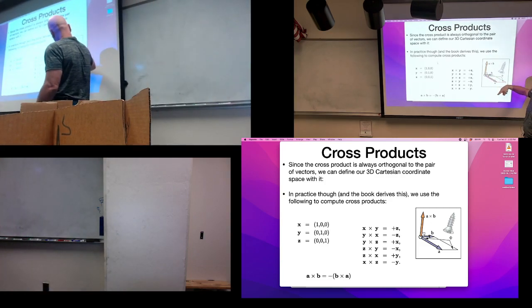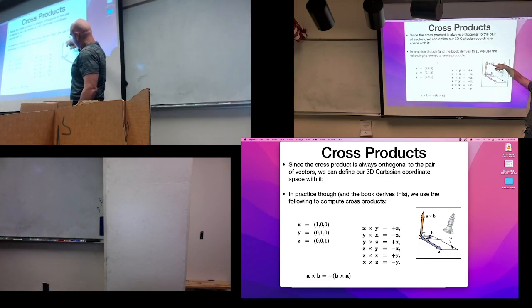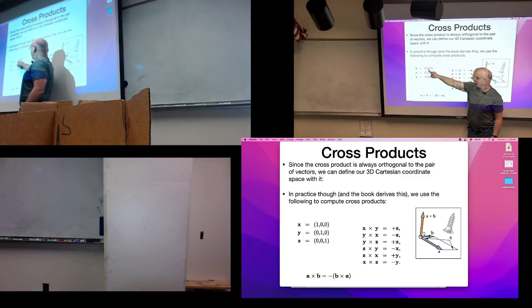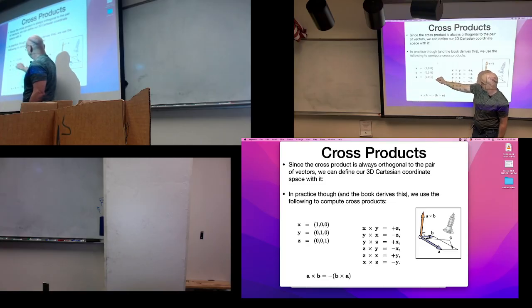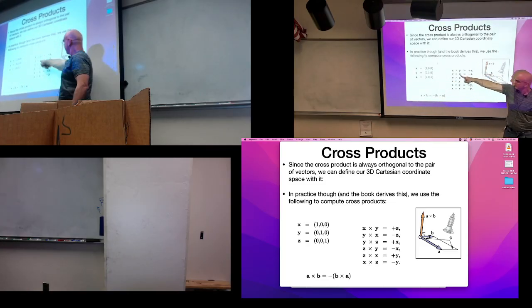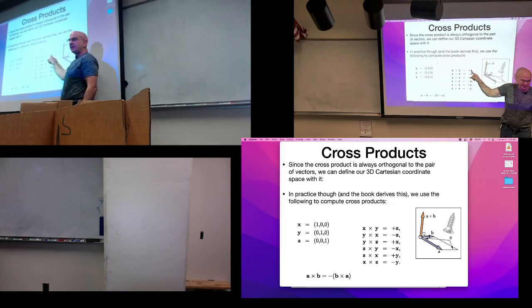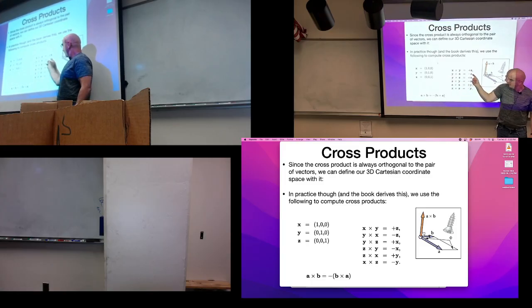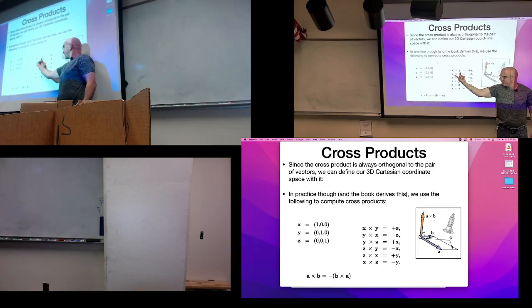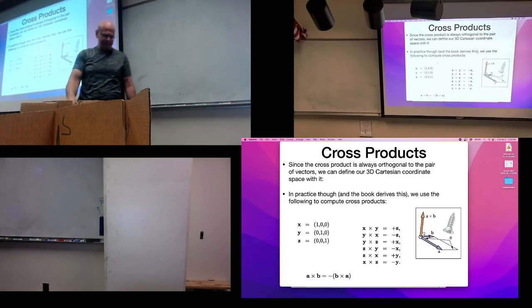Quick examples. If x is (1, 0, 0), y is (0, 1, 0), and z is what you think, then x cross y is z. And y cross x, switching the order, is minus z.